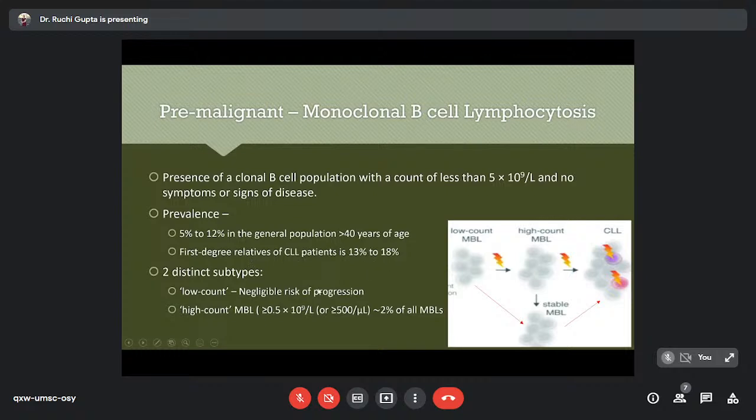So MBL can further be divided into low count and high count. For low count MBL, the cutoff is 500 cells per microliter. The low count MBL has almost a negligible risk of progressing to CLL and is more like a stable MBL. Whereas the high count MBL, though it accounts for only 2% of the MBLs, has a much higher risk of progression to CLL. For high count MBL, the risk is approximately 1 to 2% per year.